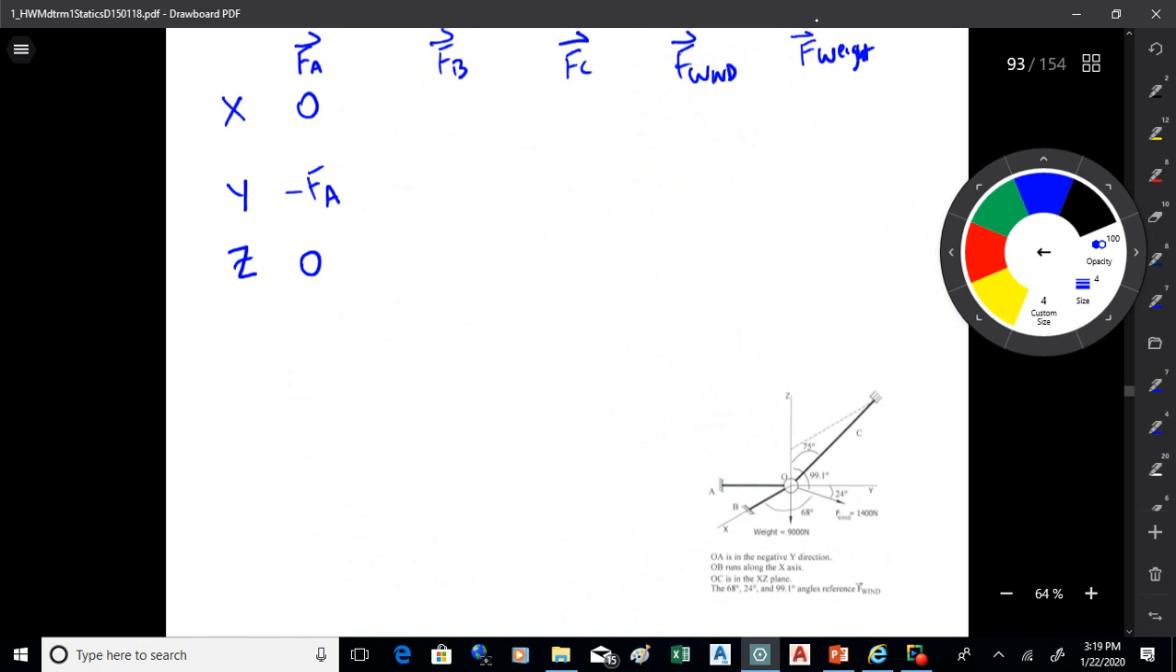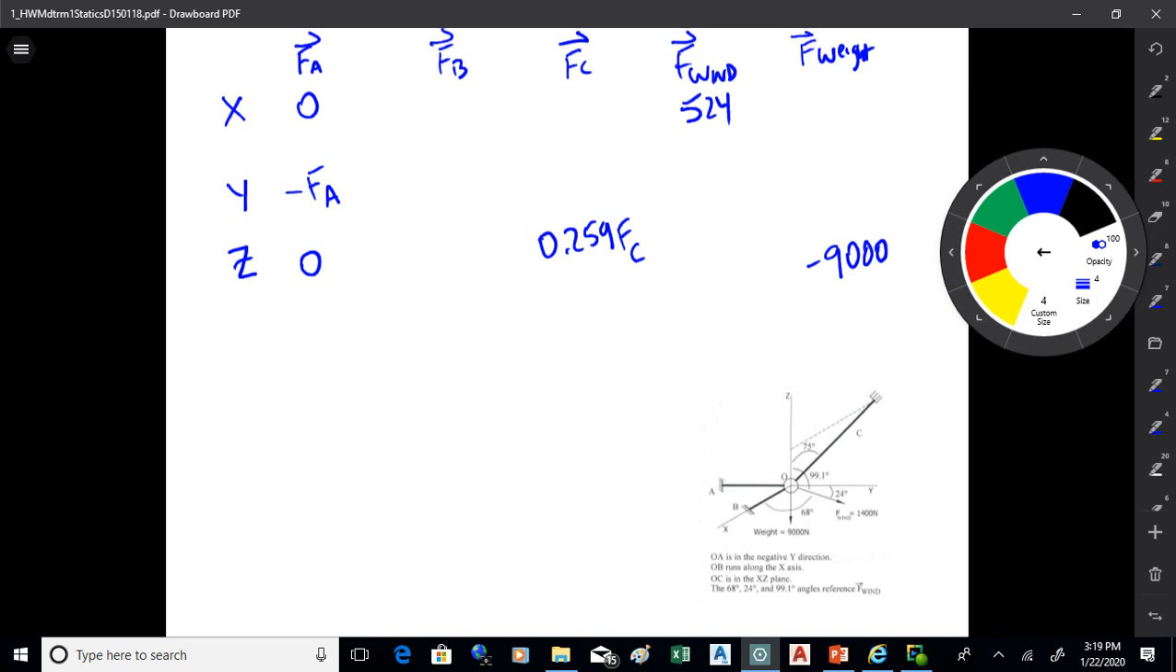Just as a check, you should at some point have 0.259 times whatever FC is, which is an unknown. Okay, you've got the three angles for the wind force, so you should be able to get that figured out with three components of the vector. And then the weight is 9,000 newtons, so that's going down in the z direction. So that should be a negative 9,000. Okay. All right, and then you're going to have all that worked through.